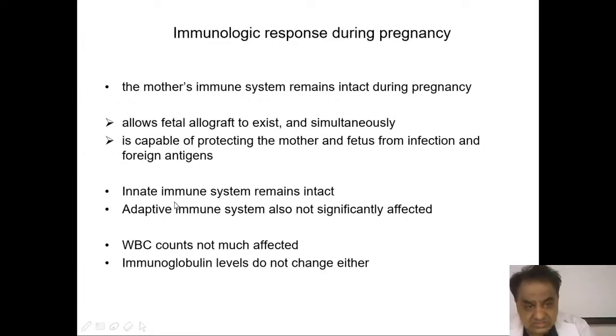The immune system, the innate and the adaptive immune system arms, are normal in pregnancy, and they actually protect the fetus and they don't reject the fetus. The WBC counts are normal. The immunoglobulin levels do not change much either in pregnancy.